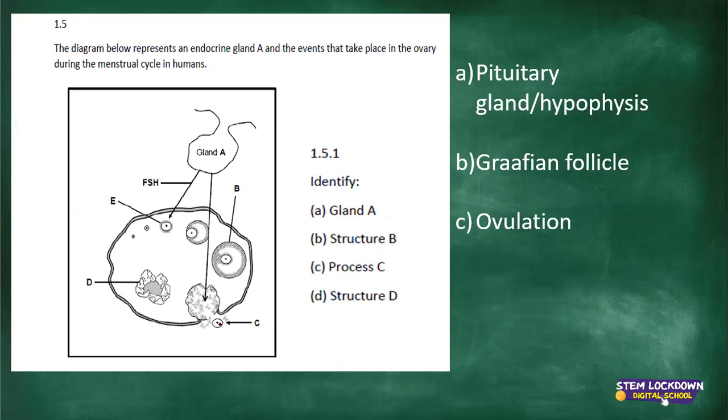And then structure D, what is structure D now? The egg has been released through ovulation, right? So what is structure D now? That is the corpus luteum. So you see, corpus luteum is the result after the egg has been released. Do you follow this process? It's very important to understand, especially during the menstrual cycle as well as the reproductive cycle.